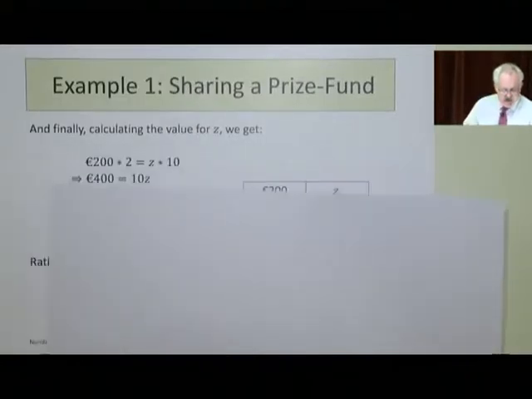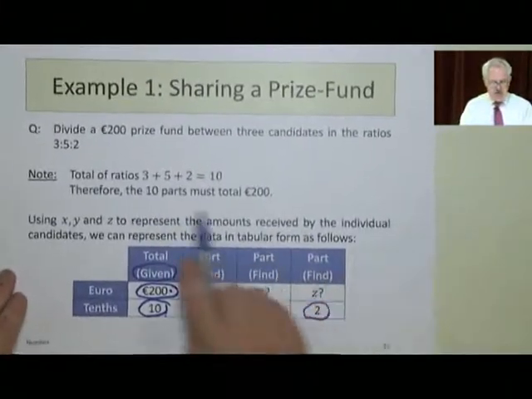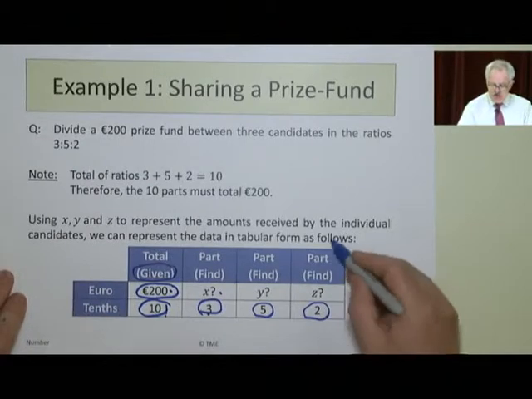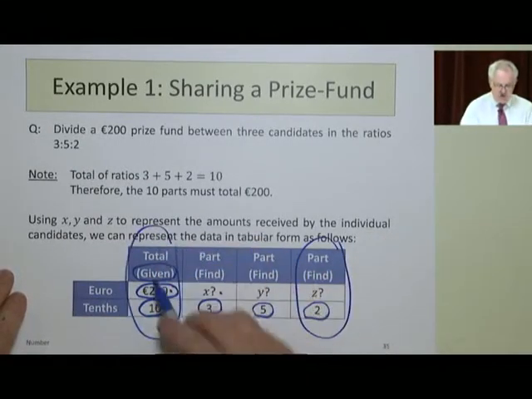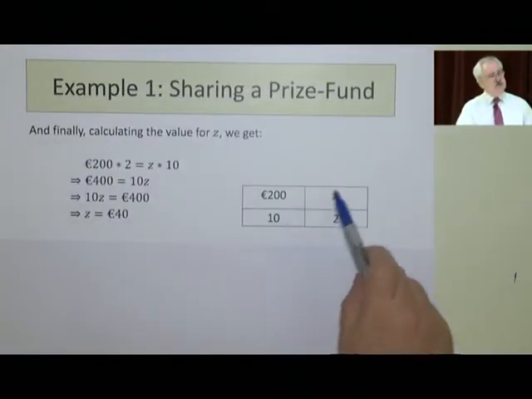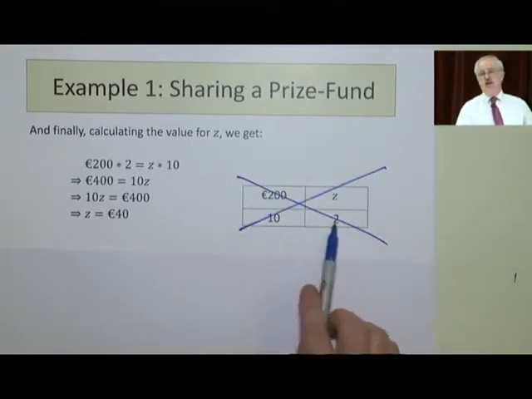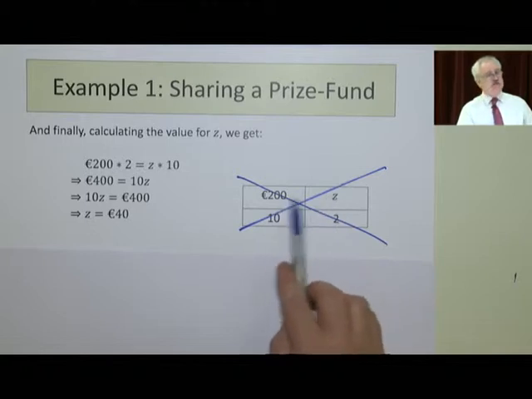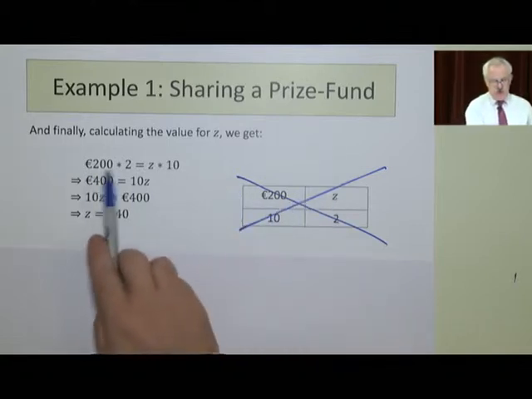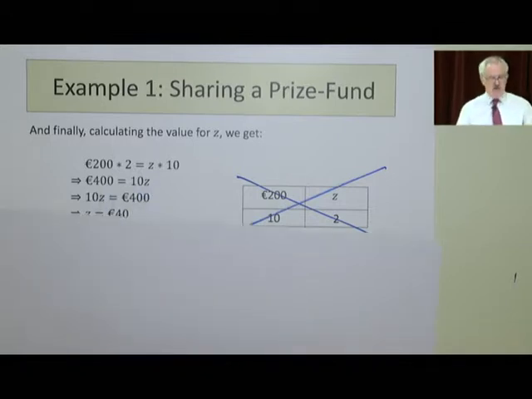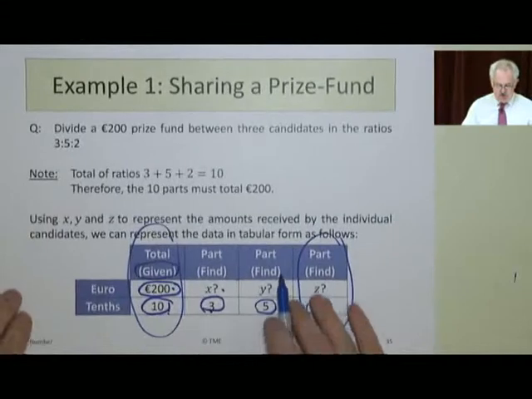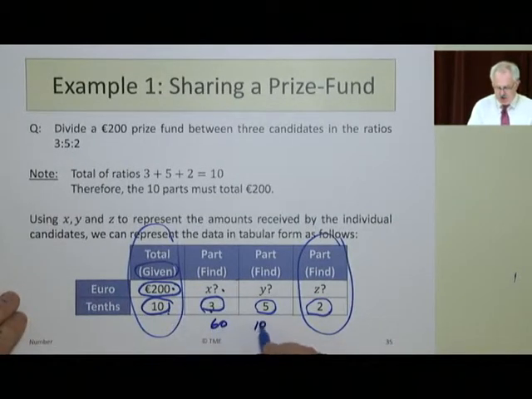And we can do the same for z. Z was here, 2 parts. This column to find, this was given, 10, z, 2. Crisscross, 2 is a lot less than 10. It's only a small amount. So this is going to be a much smaller part than 200. 200 by 2 is z by 10. 400 is 10z. Z is 40. So the answers then would be, the person who got 3 got 60, this person got 100, and this person got 40. And the whole thing added to the 200.